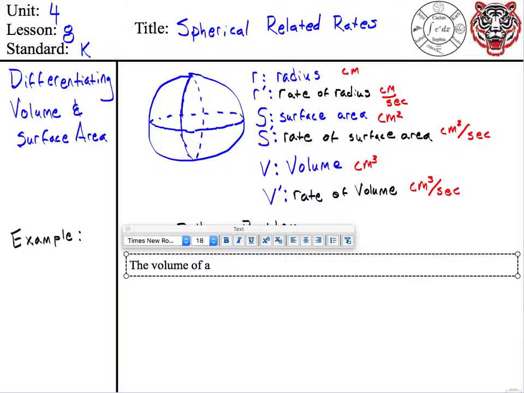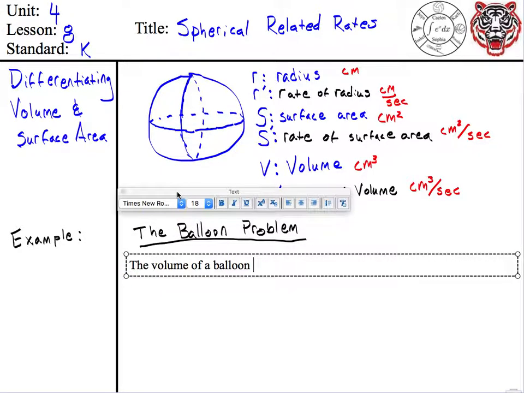It's getting pretty good. So the volume of a balloon. Wait, what's the thing above the volume of the balloon? The balloon problem. I can move the little text there. So the balloon problem. So the volume of a balloon of radius r is, and I'll give you the equation here, V equals, maybe I should write this out.